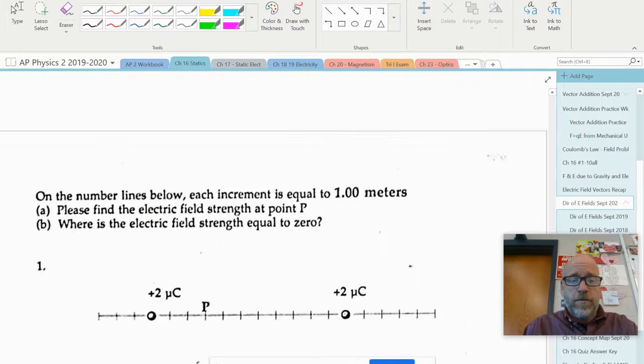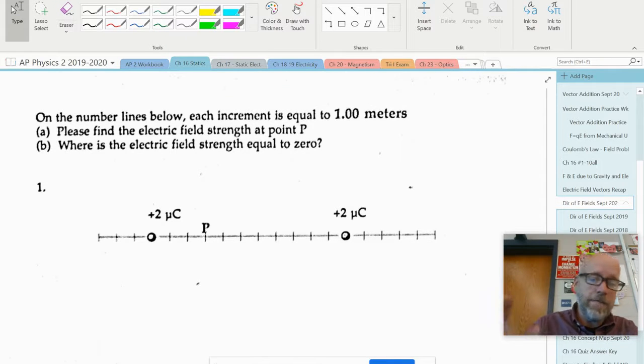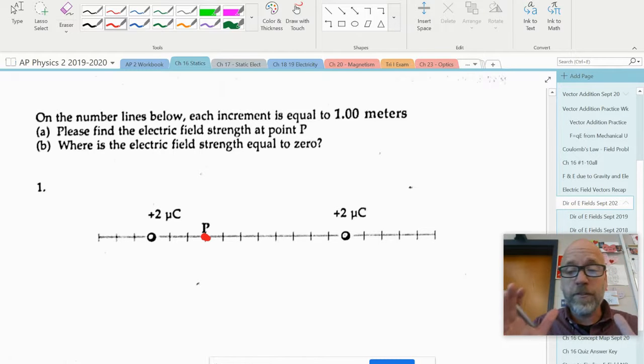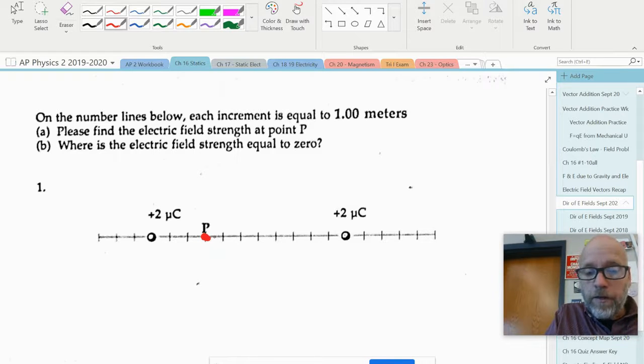It asks you on this, we're only going to do part A for number 1 and part B for number 2. On the number line below, each increment is equal to 1 meter. Now, in part A, it says, find the electric field strength at point P. So at point P, there are 2 electric fields acting on it, correct? The charge on the left of plus 2 microcoulombs is going to have a field that points away.